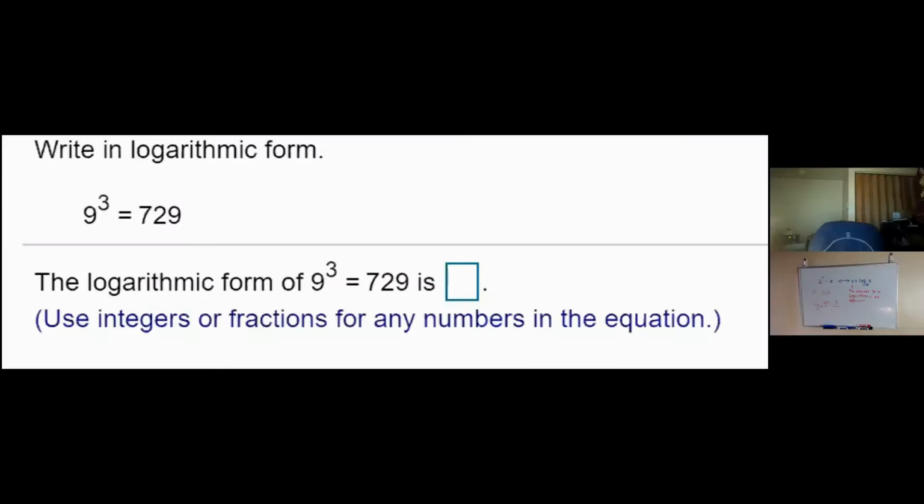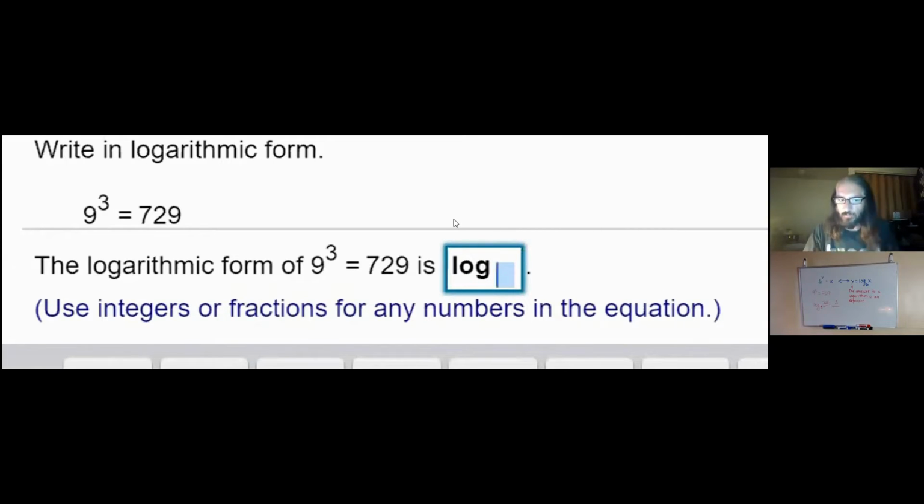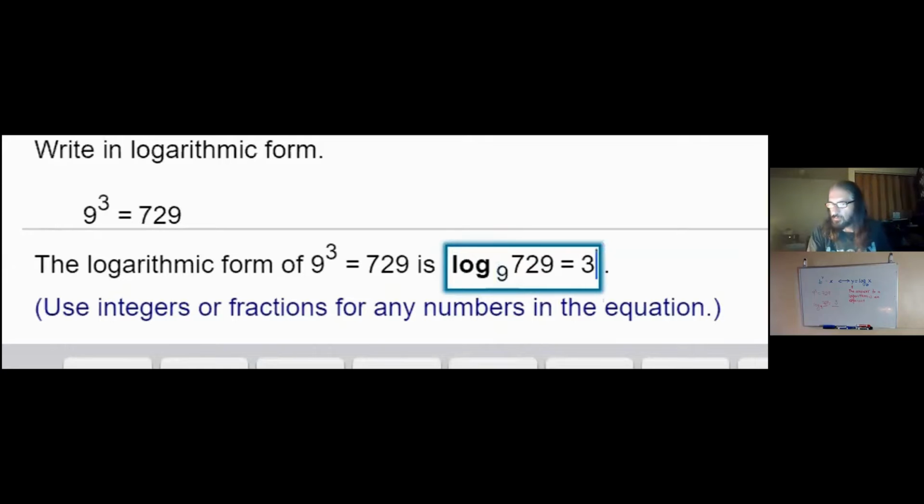That can be read as the log of 729 base 9 is 3, or the log in base 9 of 729 equals 3. What you don't want to read that as is 9 to the 729, which would give you a huge answer. You can type log and then an underscore, which is around the minus sign, it looks like. So log of 729 base 9 equals 3.